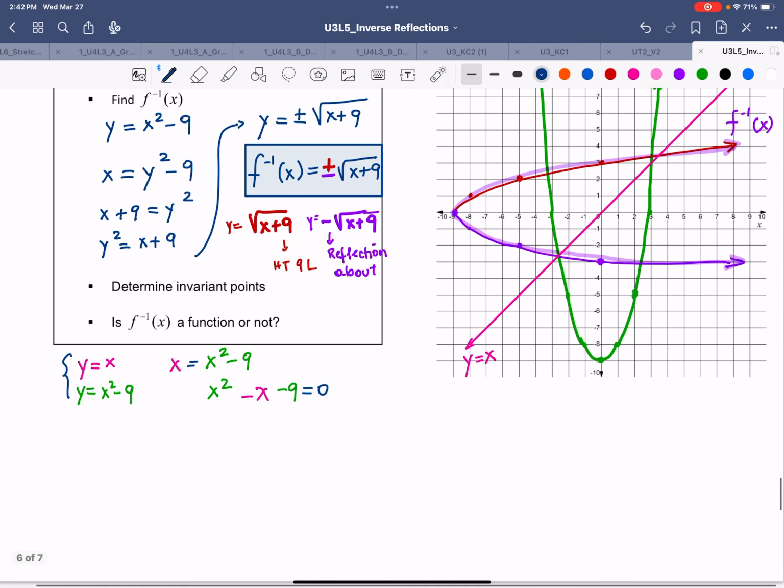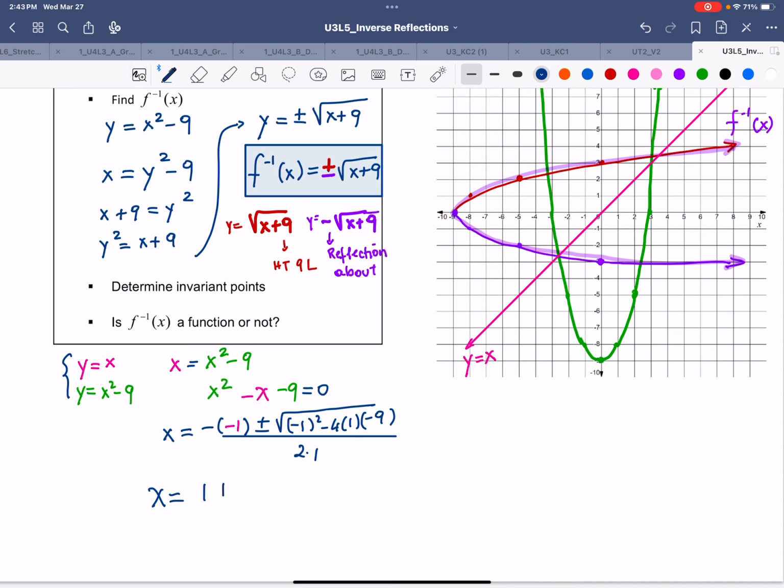So next we have to solve this equation. Obviously it's not factorable. Can't find two numbers that multiply to negative 9 and add to negative 1. So we're going to ask for help, quadratic formula. So for using the quadratic formula, then we have minus negative 1, and then we have plus or minus the square root of negative 1 squared minus 4 times 1 times negative 9, over 2 times 1. So x equals 1 plus or minus, so see here you have a 36 positive and a 1, 37. So root of 37, divided by 2.